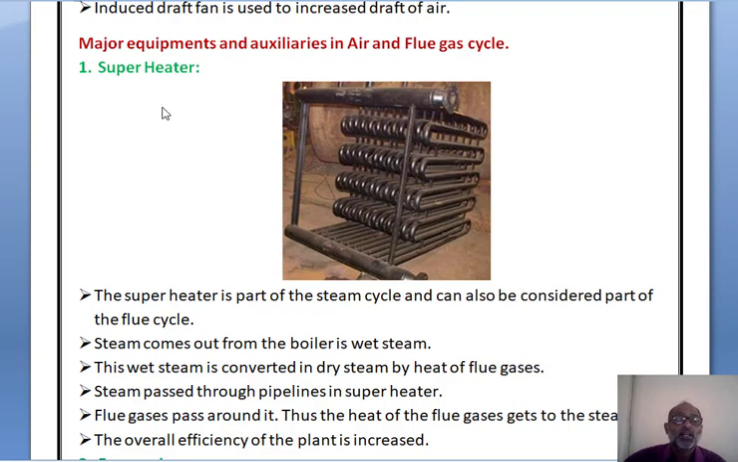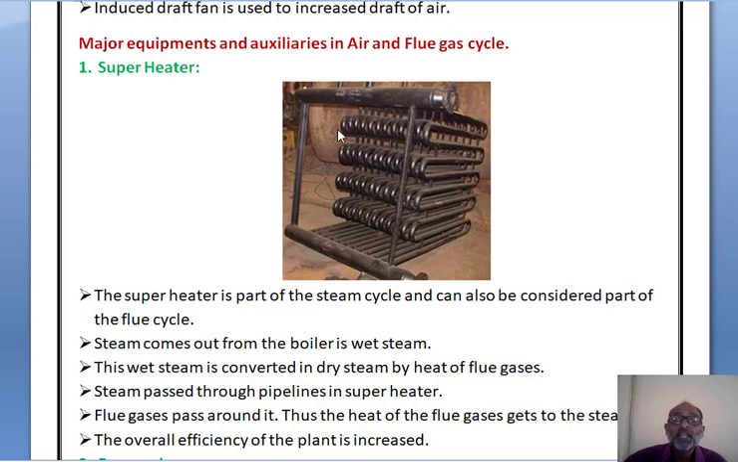So first, superheater. The superheater is a part of the steam cycle and can also be considered part of the flue gas cycle. Whatever steam comes out from the boiler is in wet steam form. Now this wet steam is converted into dry steam by the heat of flue gases. So the steam passes through a pipeline. Here you can see in the superheater a number of pipelines are present. So the wet steam is passing through these pipelines of the superheater.